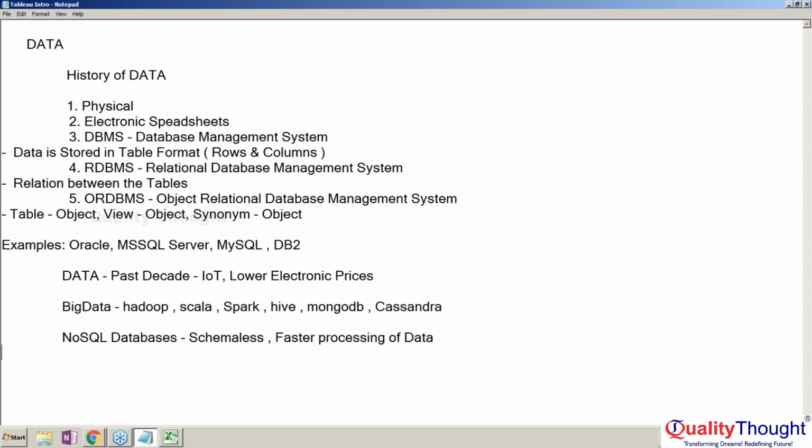So what do you mean by NoSQL then? Guys, NoSQL means not only SQL. What do you mean by SQL? Structured query language, SQL. Do all of you understand so far?